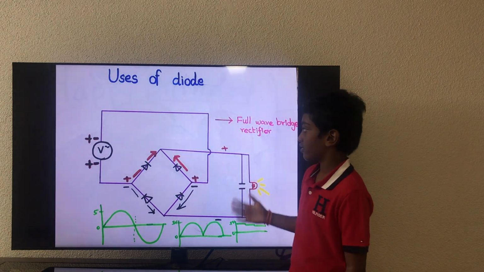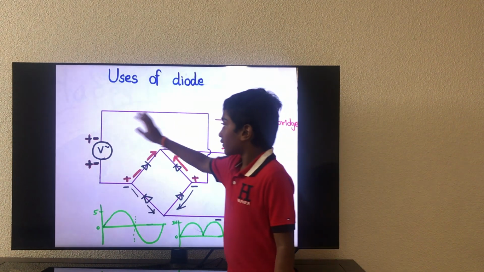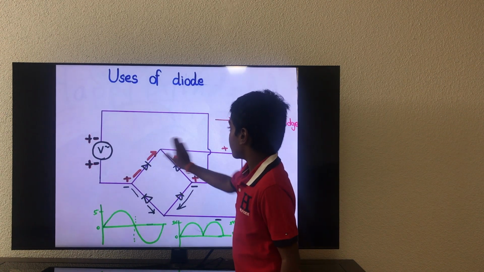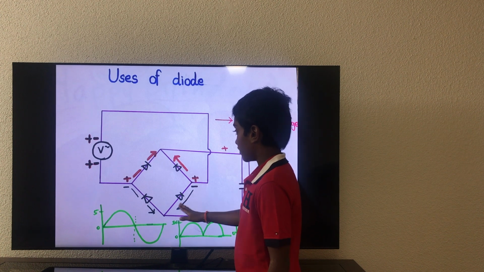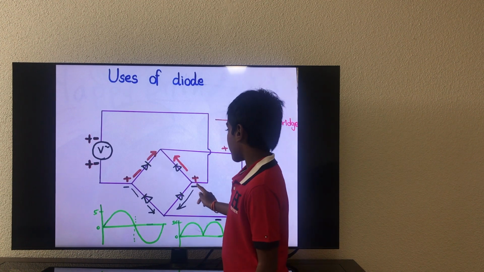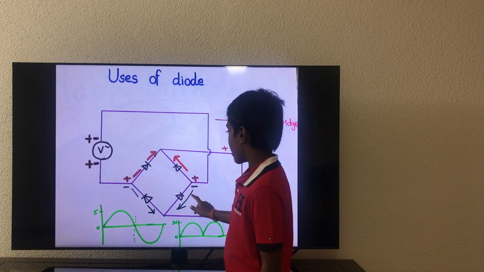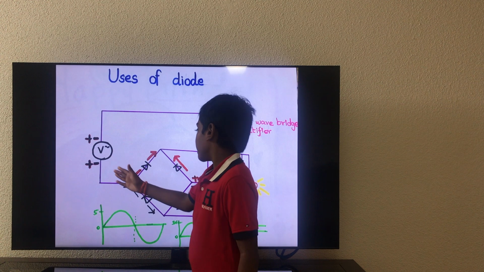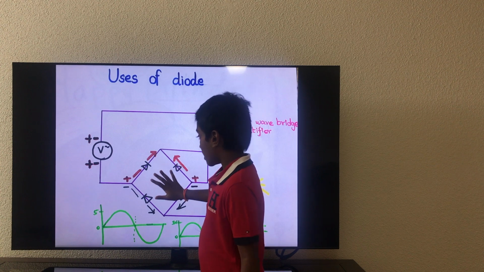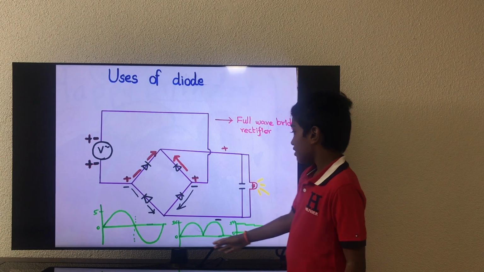Let's see how the circuit works. This circuit is called a full wave bridge rectifier. As you see, for the first cycle, this side is positive and this side is negative. When this side is positive, this diode is forward biased and this diode is reverse biased. When the polarity changes for the other cycle, this side is negative. So then this diode is forward biased, and this diode is reverse biased. The current flows here. So this side is positive, which means this diode will get forward biased, this diode will get reverse biased. Then the rectified output will look like this.